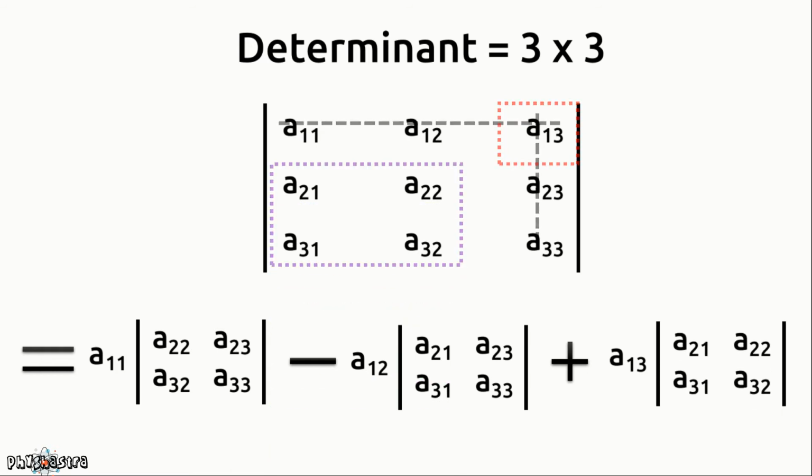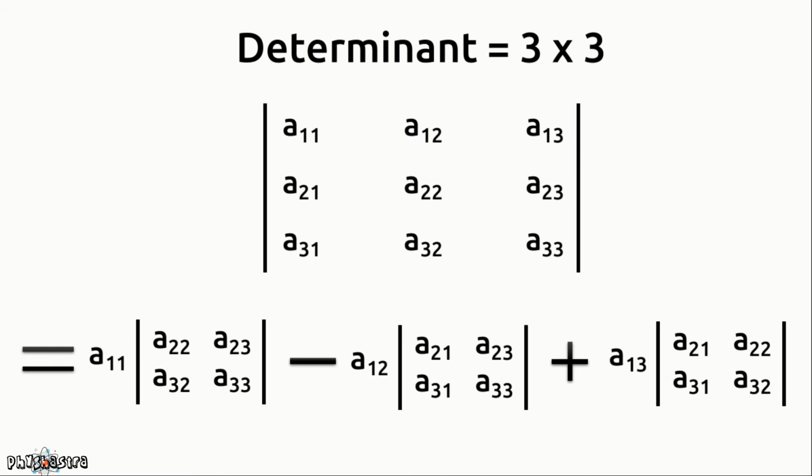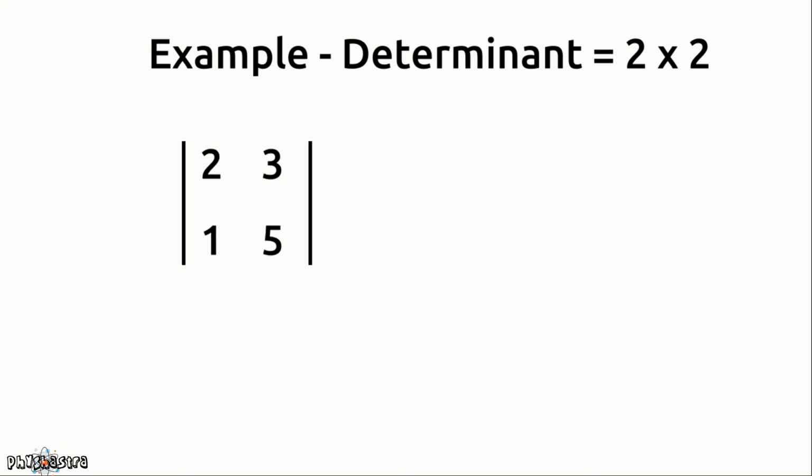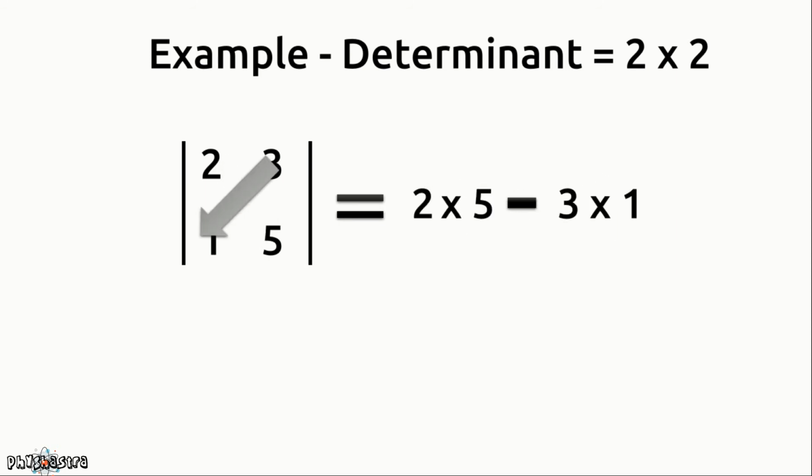Let us take an example to understand the determinant of a 2 by 2 and 3 by 3 matrix. Find the determinant of the matrix 2, 3, 1, 5, and then we cross multiply. So we get 2 multiplied by 5 minus 3 multiplied by 1. So we get 10 minus 3, and that is 7, the determinant of this 2 by 2 matrix.